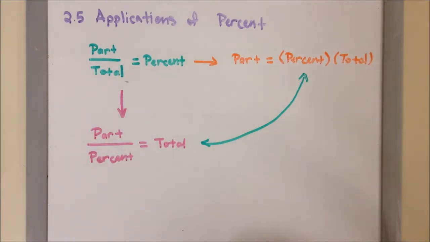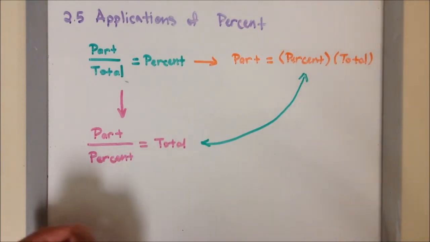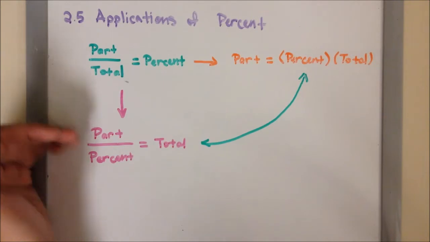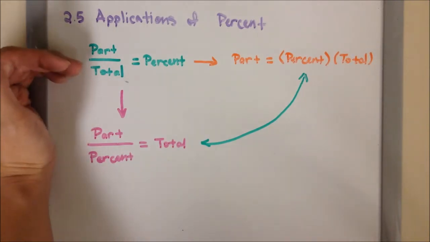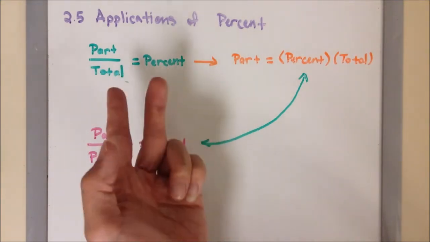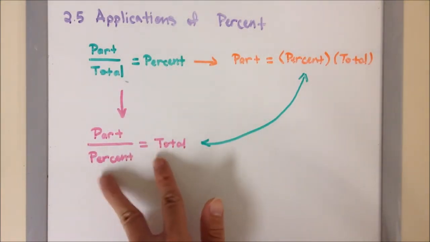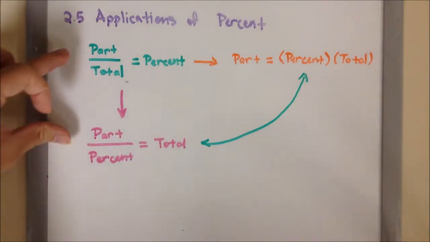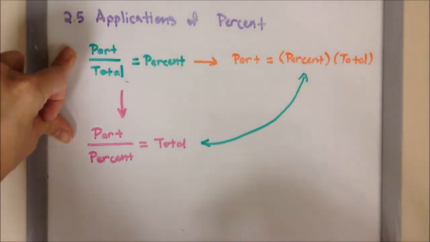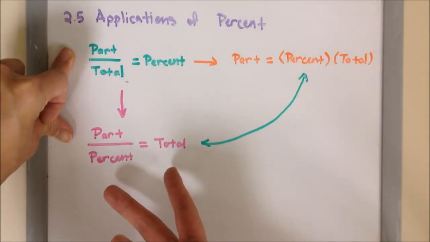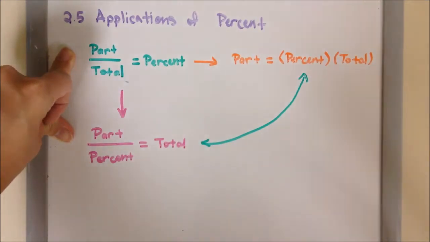So they're all connected, as you can see with the arrows. You can go from part over percent equals total to part divided by total equals percent. The only difference between these two, you notice, is that percent and total are switched. It only works if it's the denominator. So it's kind of like formulas in chemistry. Total and percent can switch places and still work with each other.